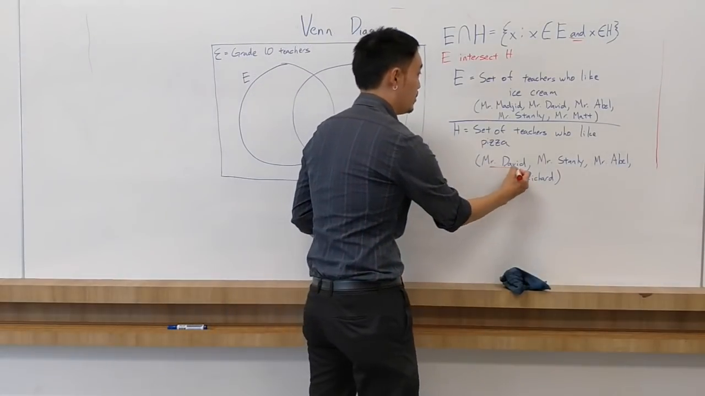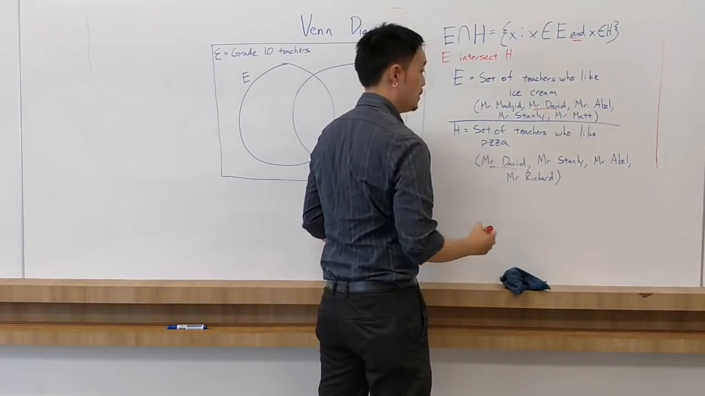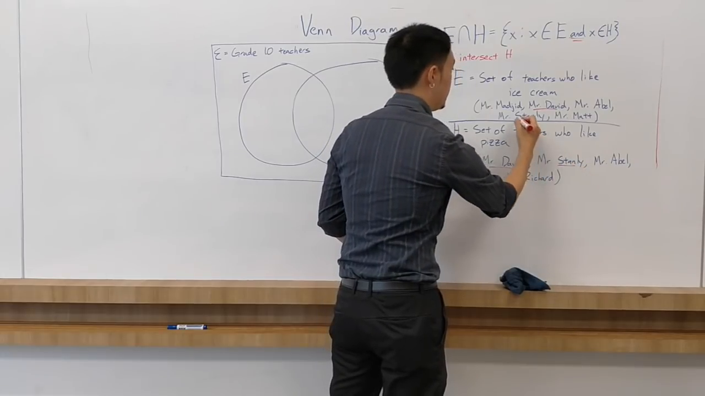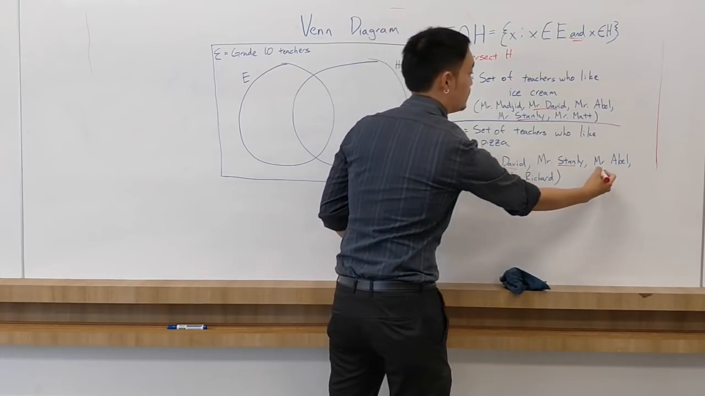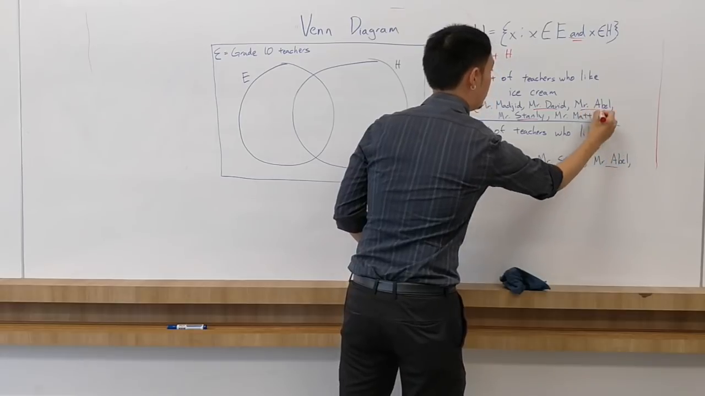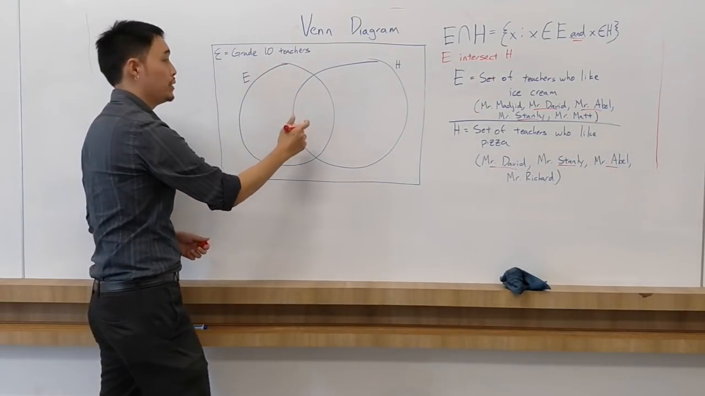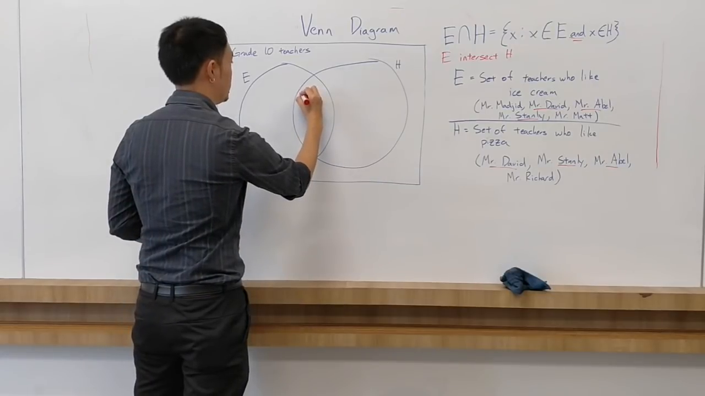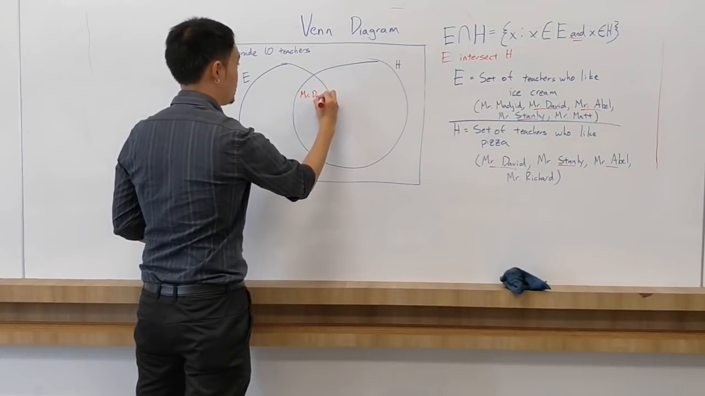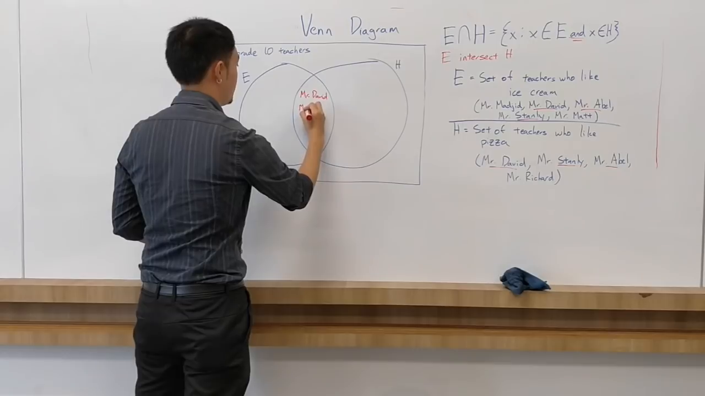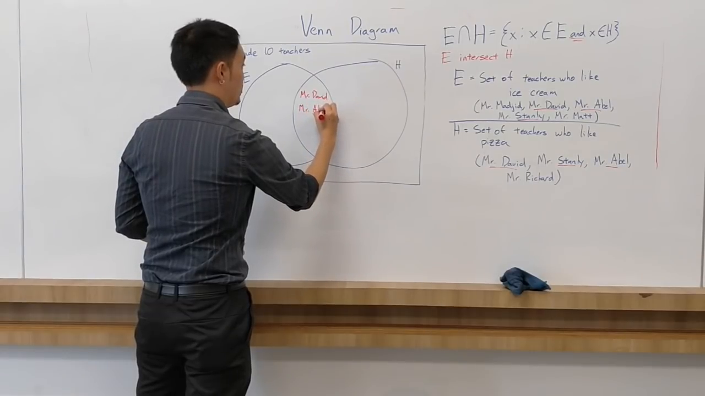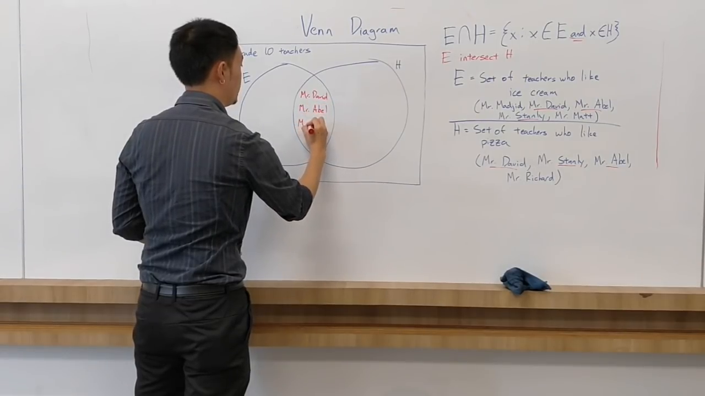Well, we have myself, I like ice cream and pizza. Well, Mr. Stanley apparently likes ice cream and pizza. And also Mr. Abel seems to like ice cream and pizza. So we can put them in this intersection point right here. We've got Mr. David, we've got Mr. Abel, we've got Mr. Stanley.